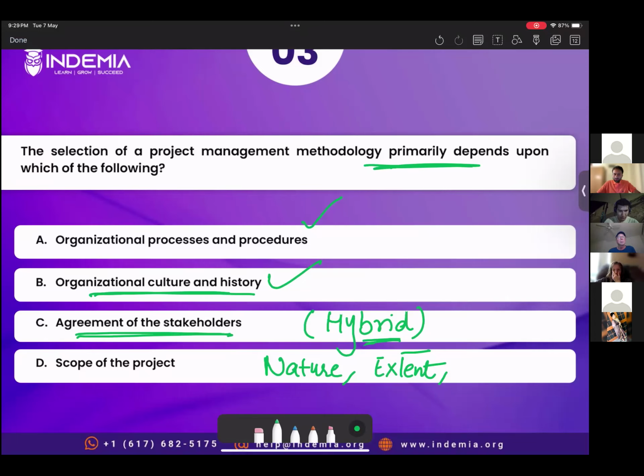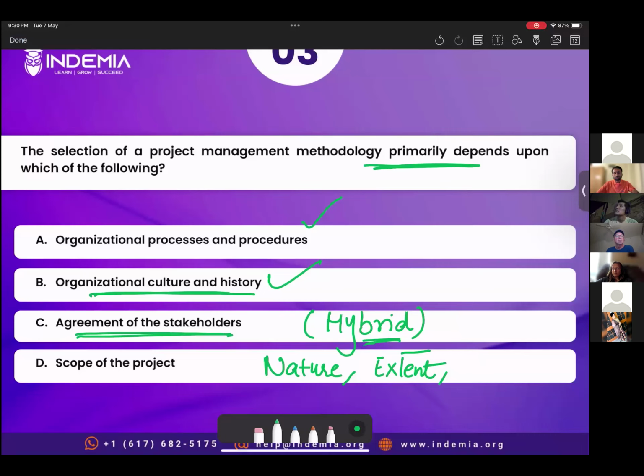And there was one comment that when stakeholders don't agree, we use a hybrid approach. Okay, let me clarify that. We use a hybrid methodology when the project contains some elements which are definable, meaning some requirements which are certain and some requirements which are not certain, which are evolving. So part of the project is very clear and part of the project is evolving. So we use waterfall for the part of the project which is clear, for which you can do upfront planning.